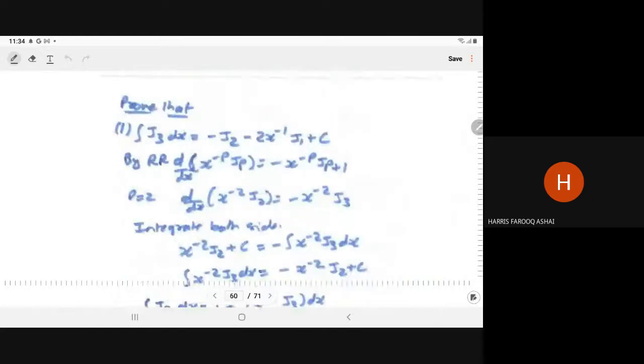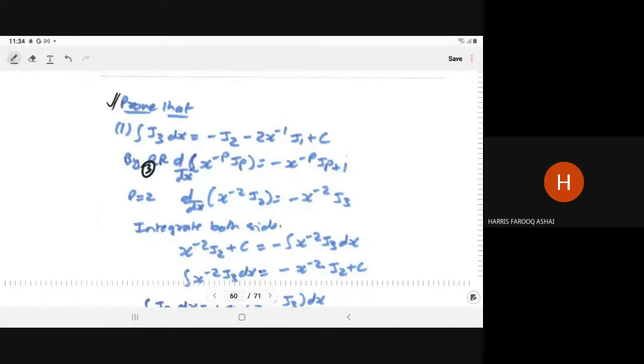Yes, sir. Now these questions are not available in books, so please note down carefully. The integral of J_3 dx is equal to minus J_2 minus 2 upon x J_1 plus c. So from recurrence relation 3, we know d/dx of x to the power minus p J_p is equal to minus x to the power minus p J_(p plus 1).